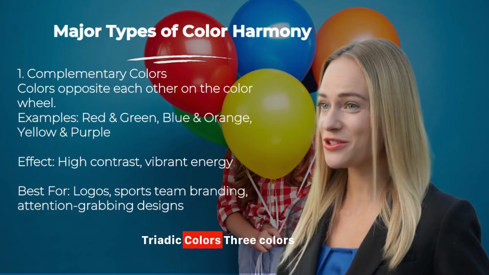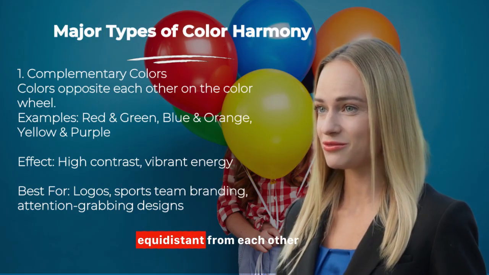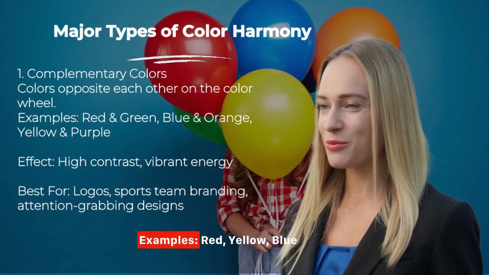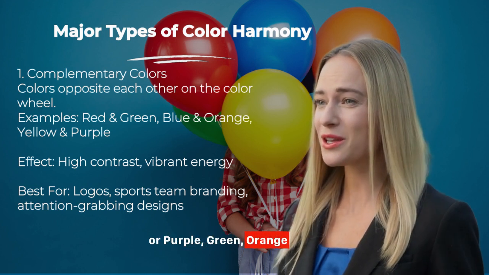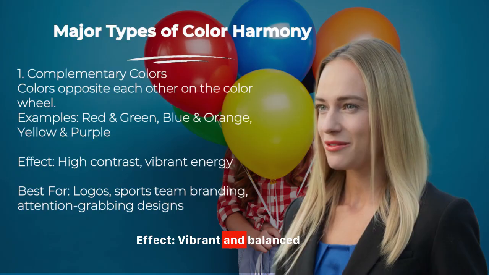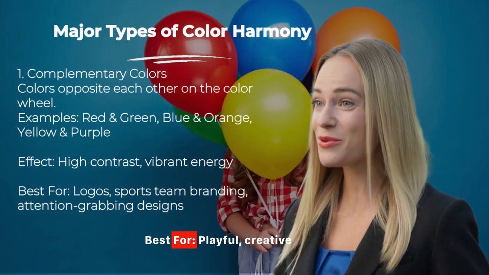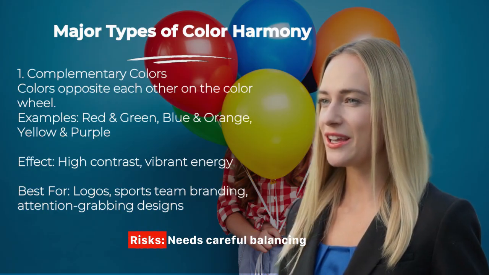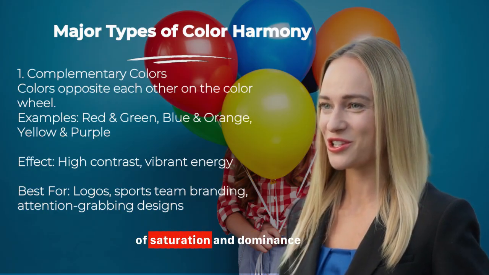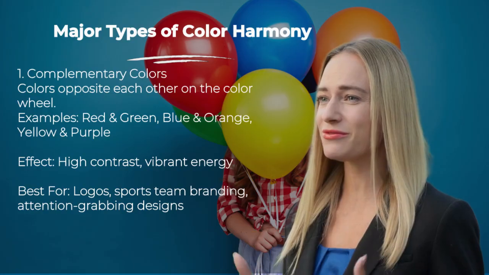3. Triadic colors. Three colors equidistant from each other on the wheel. Examples: red, yellow, blue or purple, green, orange. Effect: vibrant and balanced. Best for playful, creative designs, children's themes, branding. Risks: needs careful balancing of saturation and dominance to avoid chaos.